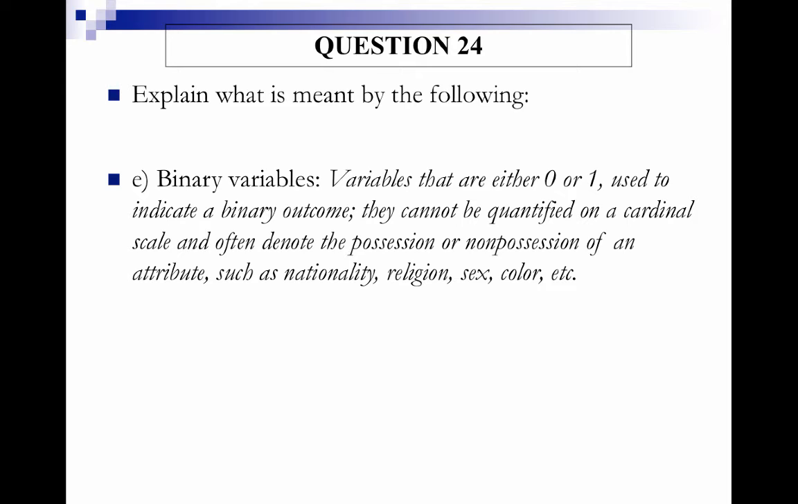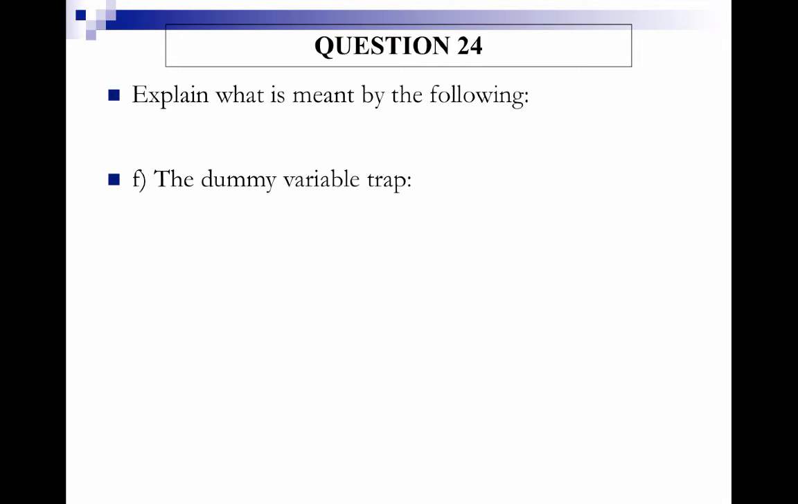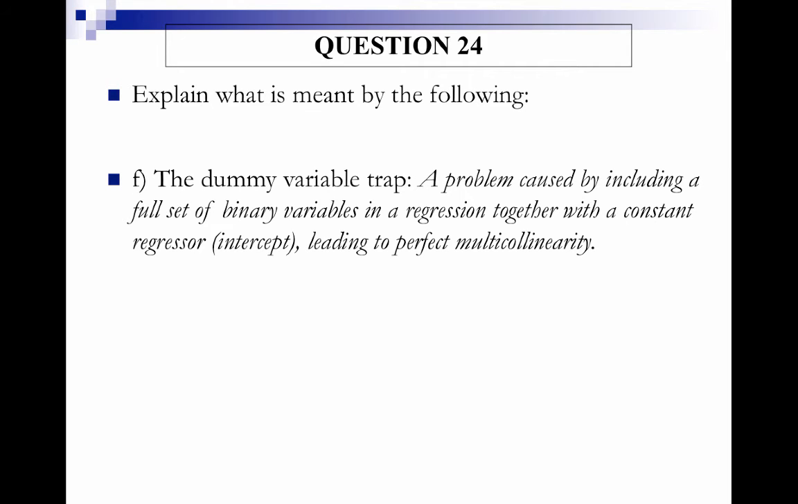or binary variables. Now, the dummy variable trap means that we can only include m-1 categories if we have m categories for a qualitative variable. So for example, gender has 2 categories, so we would include only one of those on the right-hand side of a regression. Okay, if we include everything, it would lead to perfect multicollinearity, and so if you were to run this in Stata, Stata would automatically drop one of the variables.